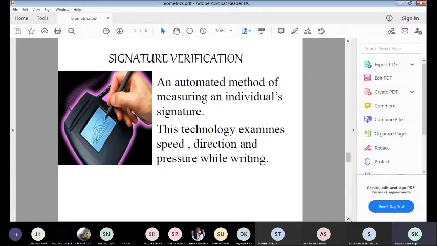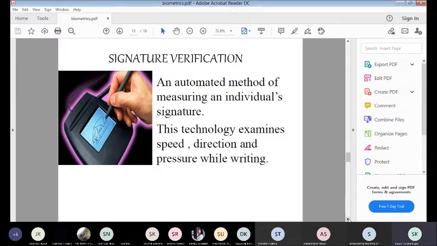maybe in the normal applications. This technology examines speed, direction, and pressure while writing. Suppose you are able to copy someone's signature, you may have practiced during your school days, copying the signature of your parents. But if somebody examines it, what happens? Speed, direction, and pressure are important. Pressure is also important when you write something, how much pressure you are putting while making the signature.